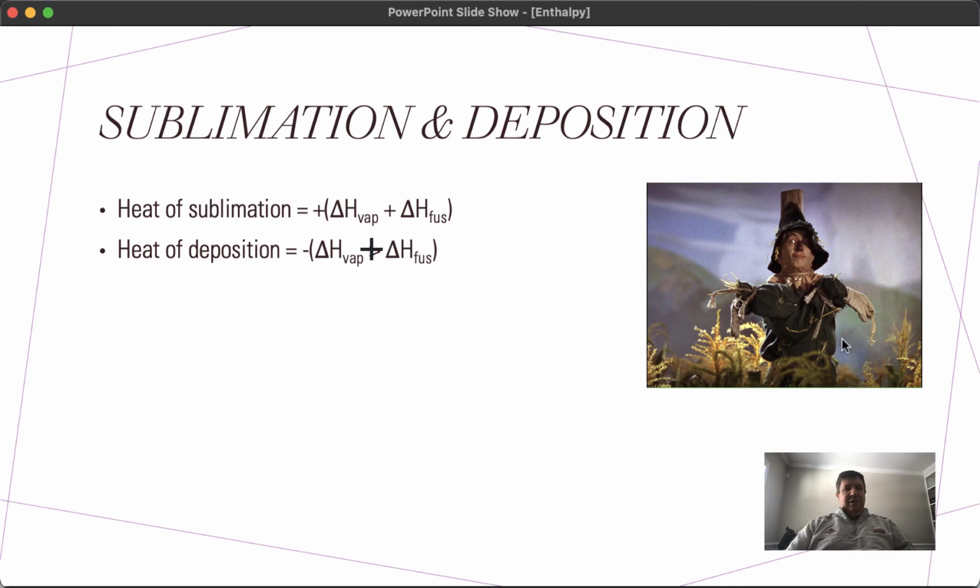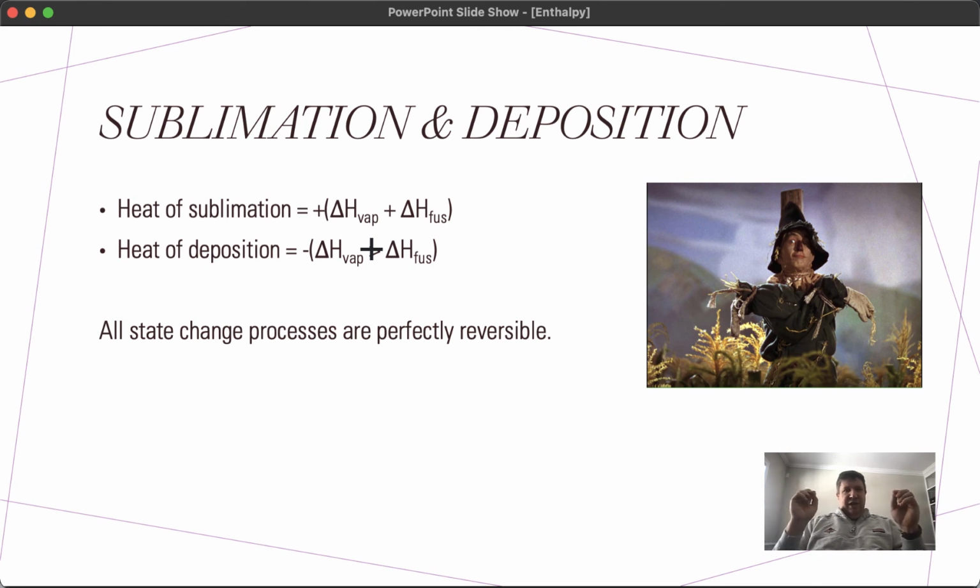And so I brought in my little scarecrow here as the example I try to do in class from The Wizard of Oz, that sublimation and deposition are the same thing, just opposite directions. And the way we say that is all state change processes are perfectly reversible. Same thing, opposite directions, is just whether you're taking in something or giving up something.